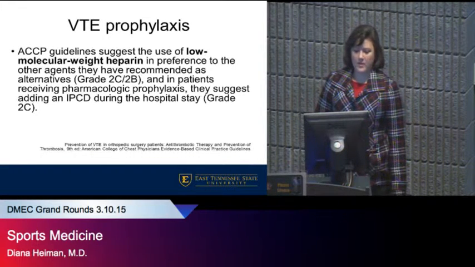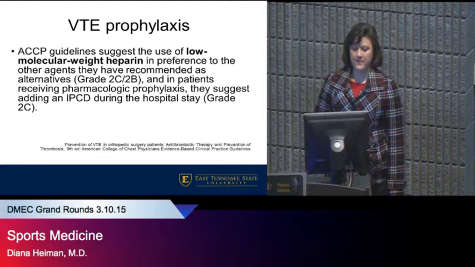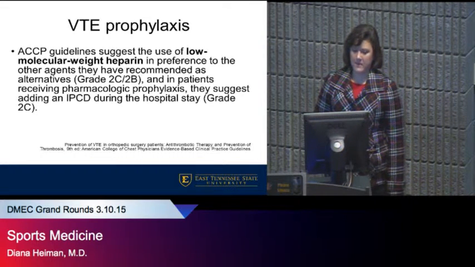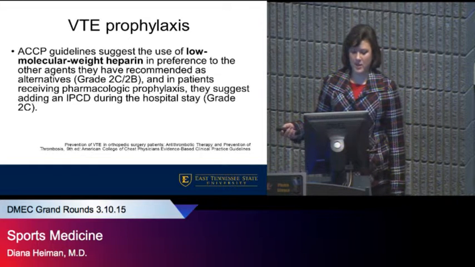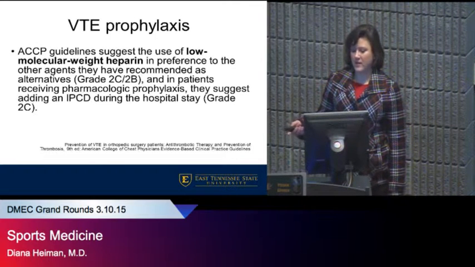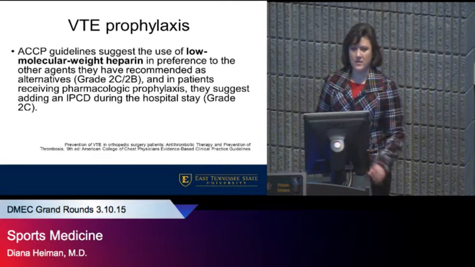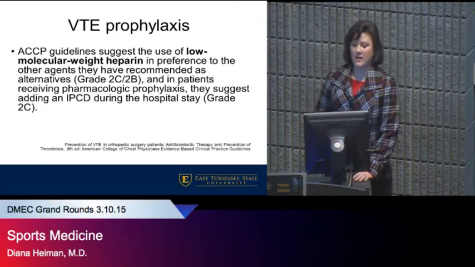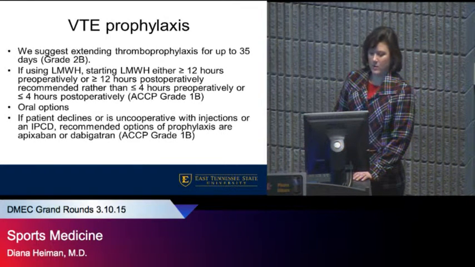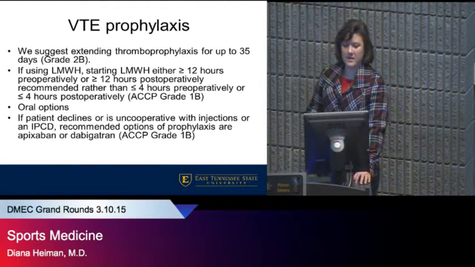So low molecular weight heparin is preference, and that's grade 2C to 2B. For patients receiving pharmacologic prophylaxis, they do suggest adding pneumatic compression devices in the hospital in order to increase the benefit, and again, that's grade 2C, so it's not high-level data, but while they are bedbound, they do recommend adding the pneumatic compression devices. And so that's the CHEST guidelines.